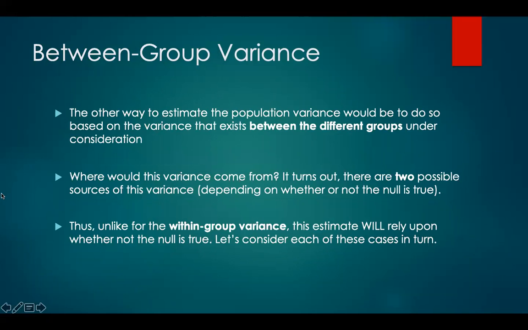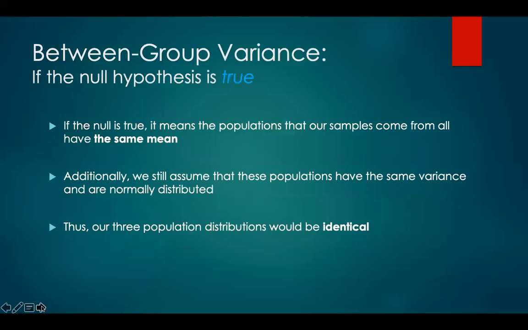The other way to estimate the population variance would be to do so based on the variance that exists between the different groups under consideration. Where would this variance come from? It turns out that there are two possible sources of this between groups variance, depending on whether or not the null is true. Thus, unlike for the within groups variance, this estimate will rely upon whether or not the null is true. So let's consider each of these cases in turn.